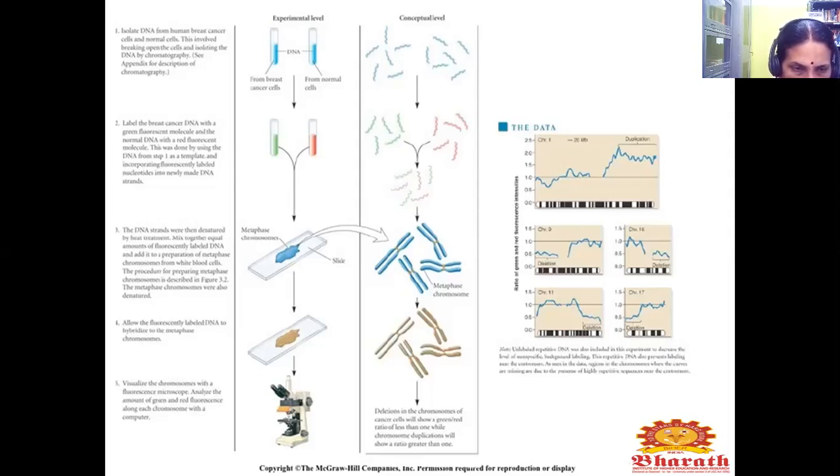Then visualize the chromosomes with a fluorescent microscope and analyze the amount of green and red fluorescence along each chromosome in the computer. You see this in the case of deletions in the chromosomes of cancer cells, which show a green to red ratio of less than 1, while chromosome duplications will show a ratio greater than 1. See the picture.